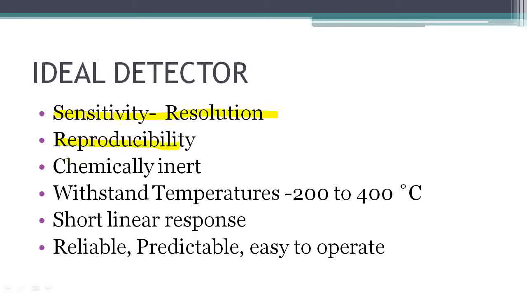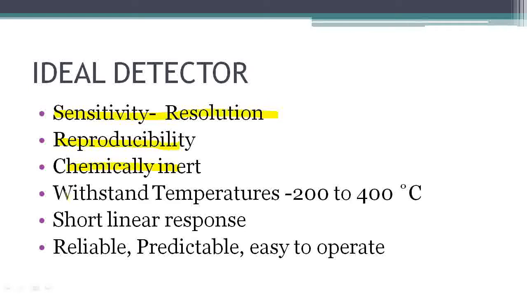The third property is it should be chemically inert. It should not participate in the reaction, or there should not be some change in chemical structure or anything. So it should be chemically inert. It should not react with the reactants or the sample already present or that are being introduced.